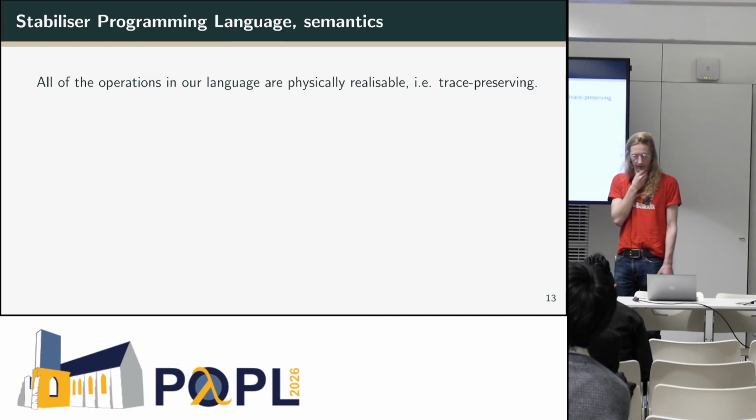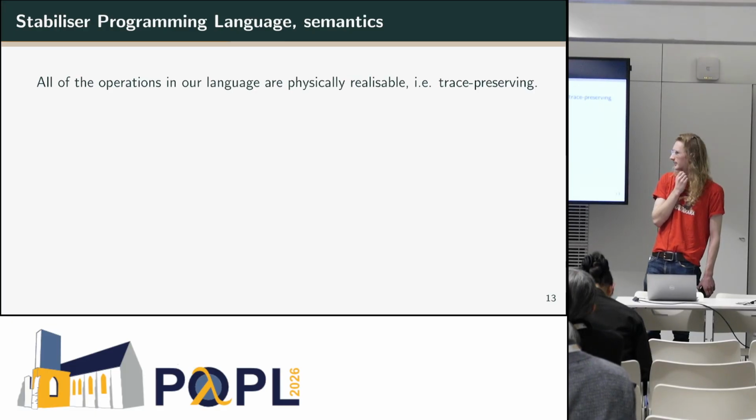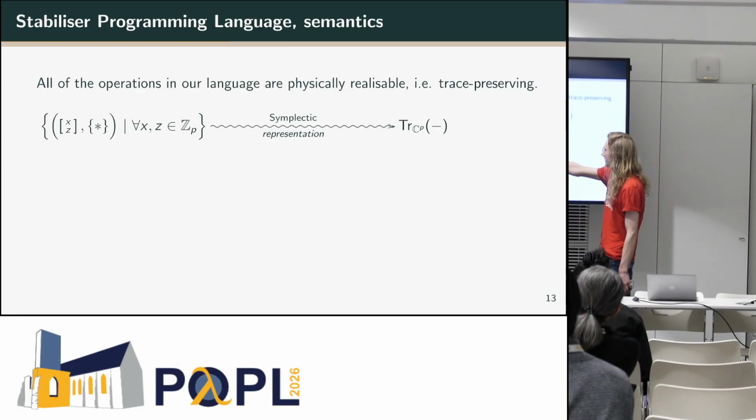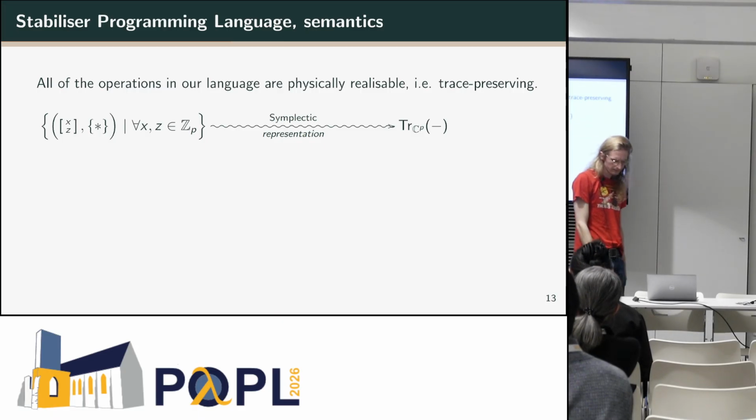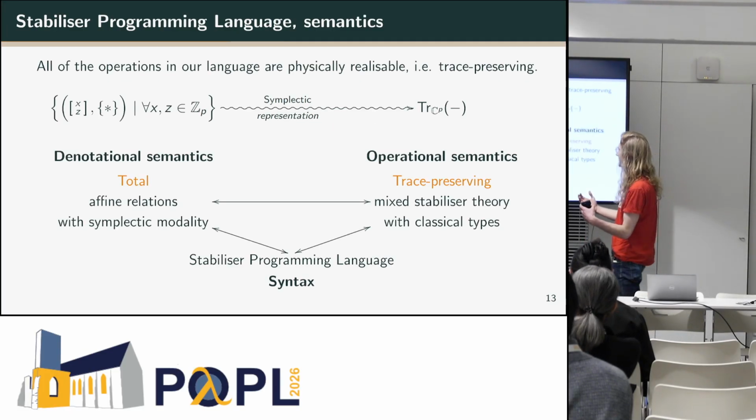We have to ask one more thing, that the operations are physically realizable, which means that they have to be trace preserving. And in the relational picture, the trace corresponds to the relation which just takes all of the x and z stabilizers and kind of throws them away. So this gives us the denotational semantics.